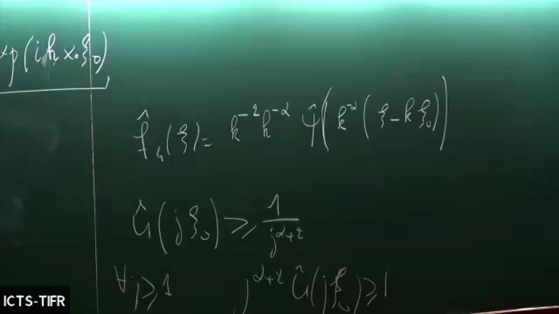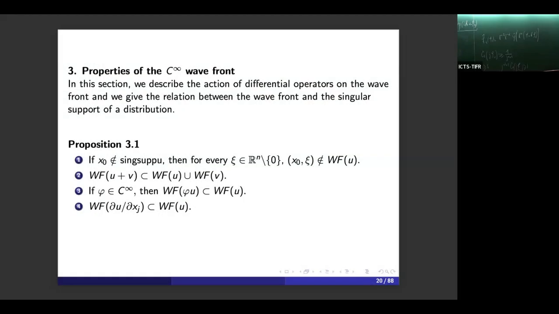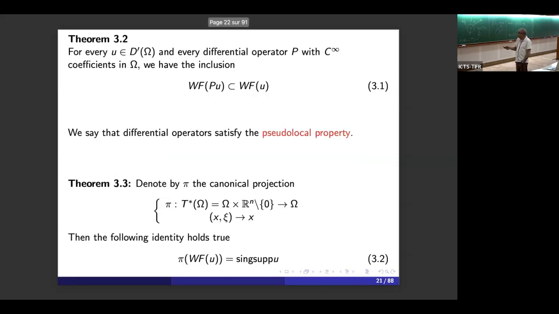Classical properties of the wave front. If x0 is not in the singular support of u, that is, in a neighborhood of x0, u is smooth. So if you localize u, you take the Fourier transform, you are sure to have rapid decay. So x0 xi is not in the wavefront of u for any xi.